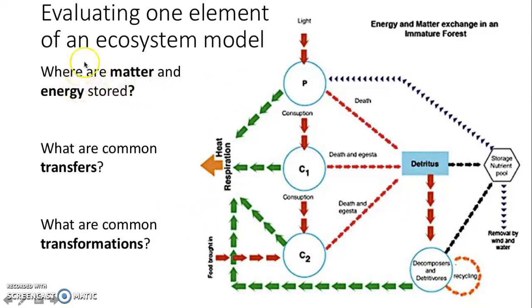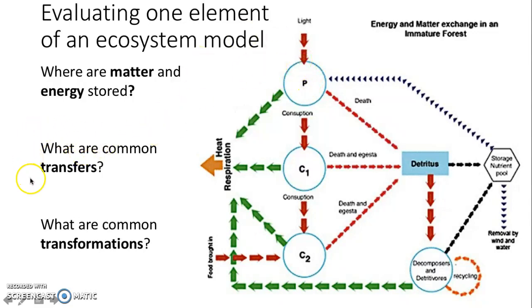Okay, so where is matter and energy stored? Well, we know it's stored within the producer. If this is a producer, it must be stored in some type of photosynthetic product, like we might say some type of carbohydrate or cellulose. Okay.